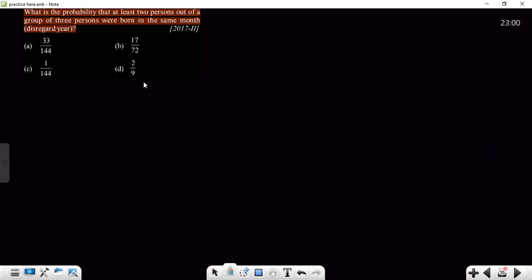Great. What is the probability that at least 2 persons out of a group of 3 persons were born in the same month, disregarding the year? So, a person can be born in any one of the months. And we have to find out that there is a group of 3 persons.